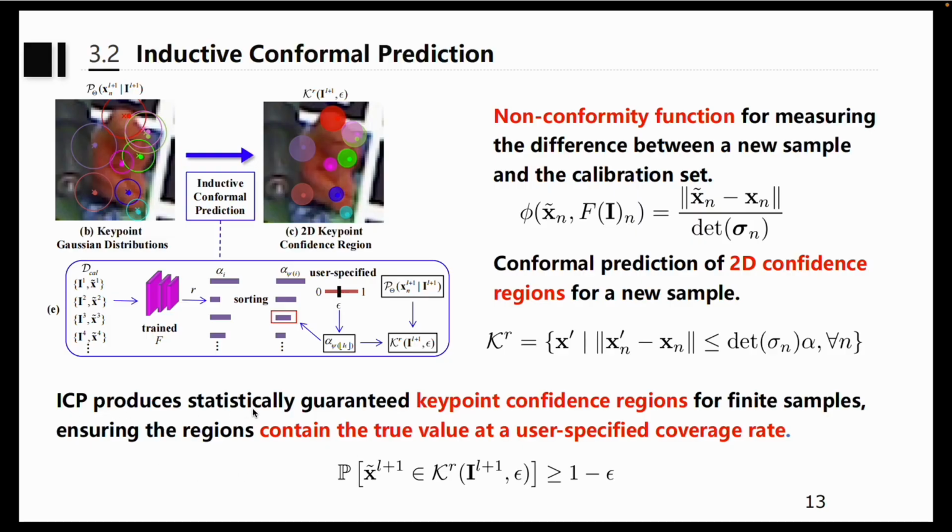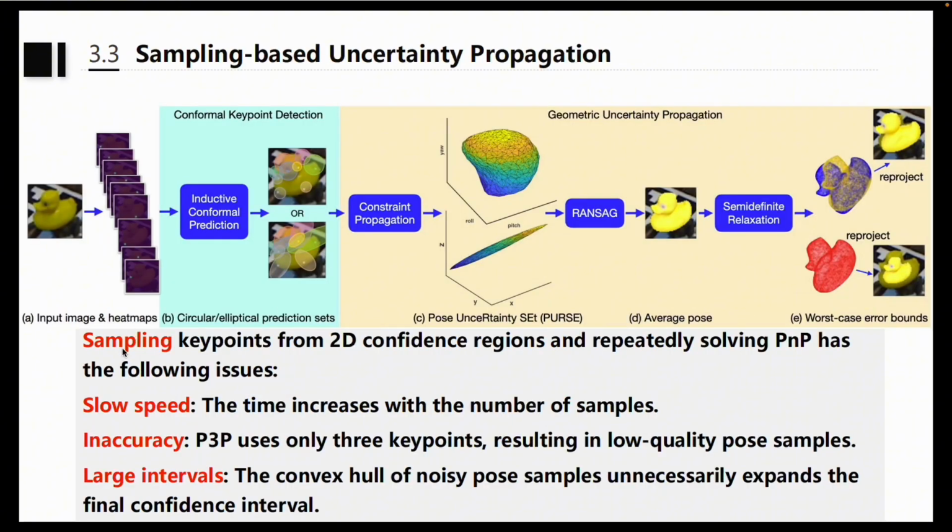ICP is a framework that produces statistically guaranteed key point confidence regions, ensuring they contain the true value at a user-specified coverage rate. To apply this, we propose a nonconformity function which measures the difference between a new sample and the calibration set. Then, by substituting this score into the ICP, we can compute the final confidence region for a new sample. Next, we need to propagate the key point uncertainty into the 6D pose space.